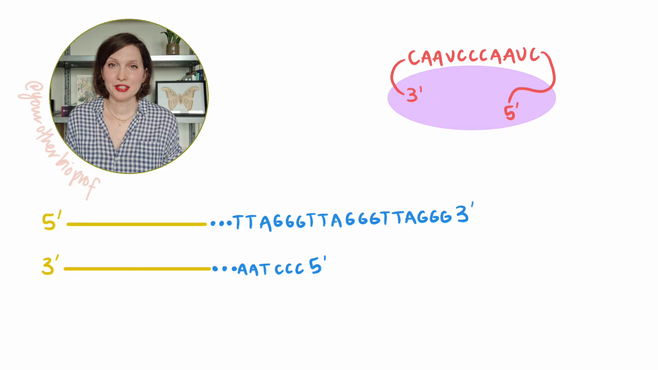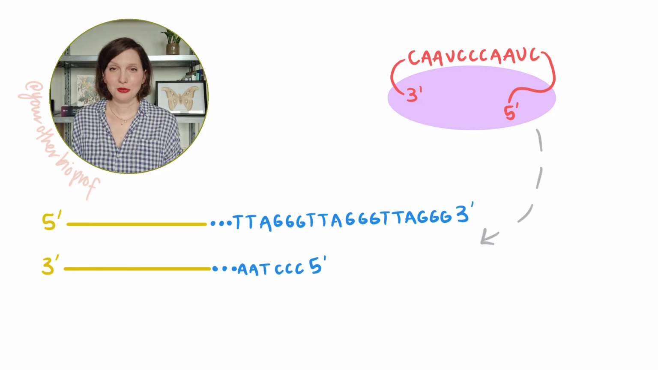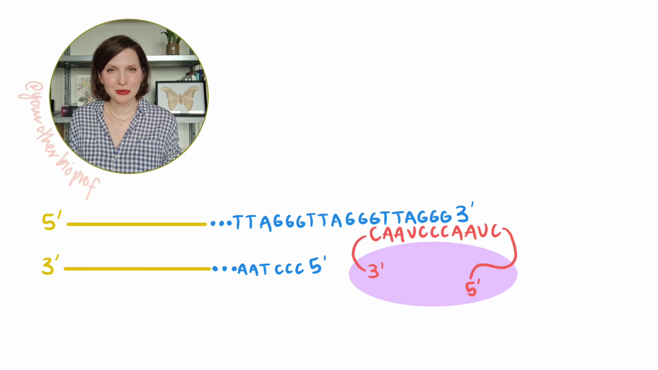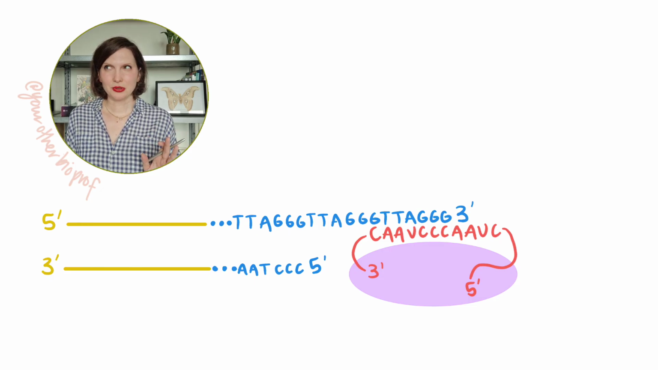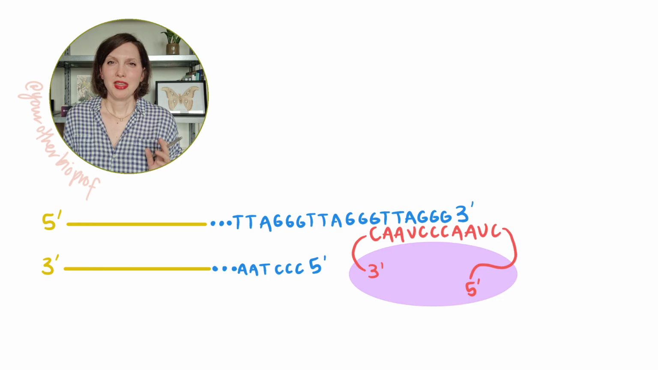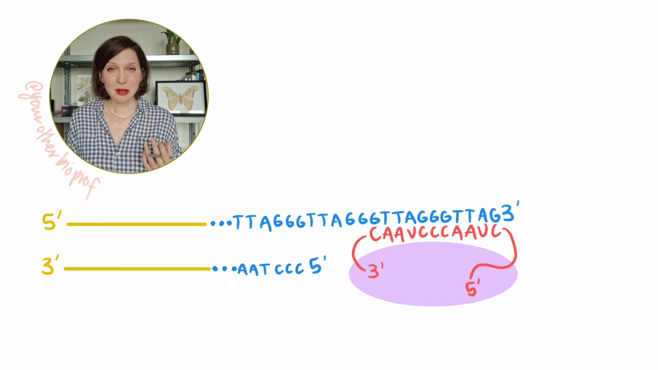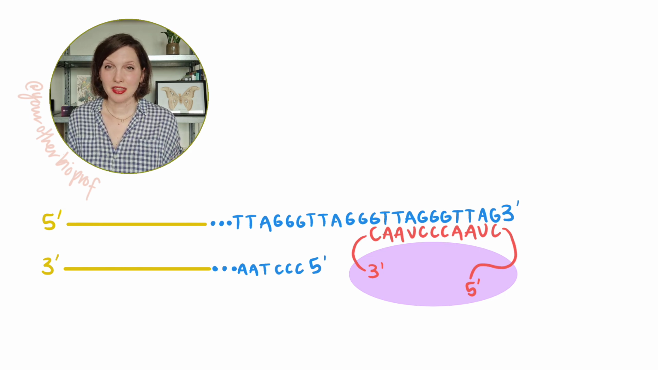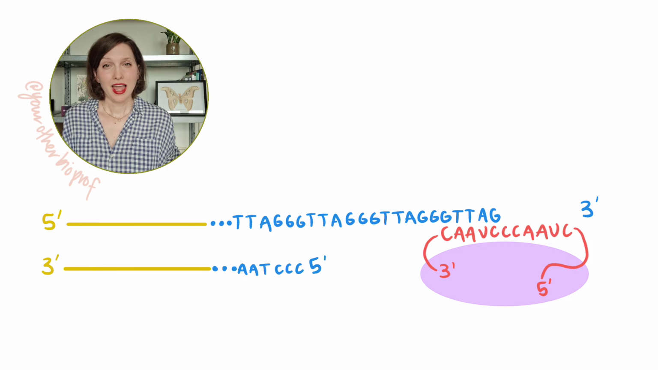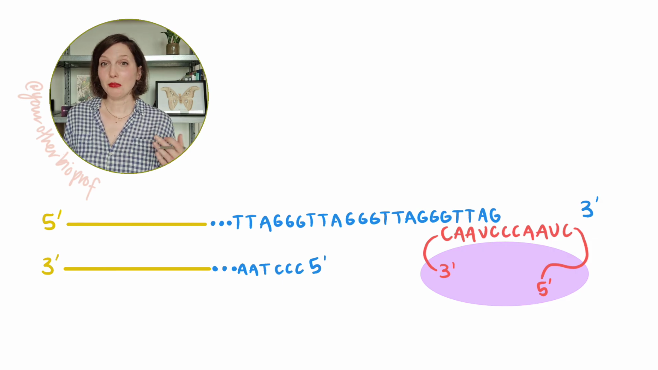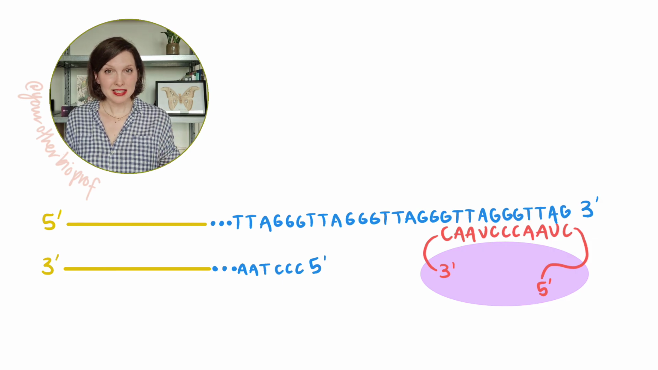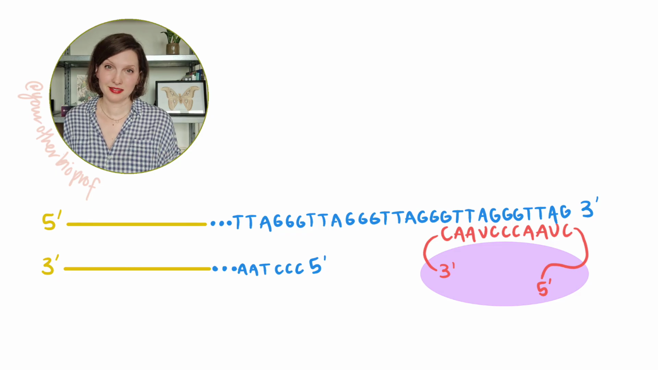So telomerase brings its own RNA molecule with a sequence that's complementary to the telomere sequence. And it binds in a sort of offset manner with that 3' overhang. Telomerase uses its own RNA sequence as a template to extend that 3' overhang. And then it translocates, it moves, and extends that overhang even more.